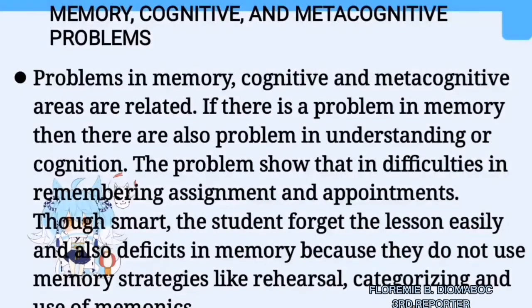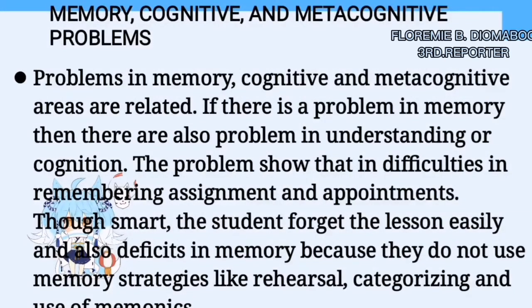Now, let's proceed to the memory, cognitive, and metacognitive problems. Problems in memory, cognitive, and metacognitive areas are related. If there is a problem in memory, then there is also a problem in understanding or cognition. They show difficulties in remembering assignments and appointments, so though smart, the students forget the lesson easily. They also have deficits in memory because they do not use memory strategies like rehearsal, categorizing, and use of mnemonics.